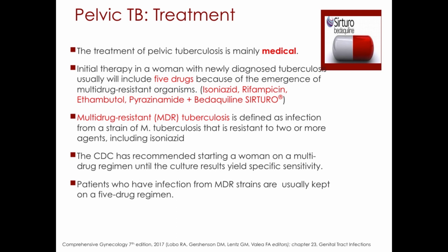Multi-drug resistant or MDR tuberculosis is defined as infection from a strain of M. tuberculosis that is resistant to 2 or more agents, including isoniazid. The CDC has recommended starting a woman on a multi-drug regimen until the culture results yield specific sensitivity. Patients who have infection from MDR strains are usually kept on a 5-drug regimen.